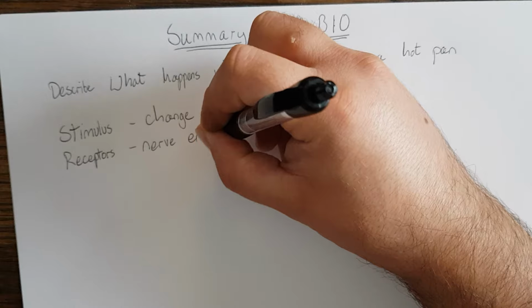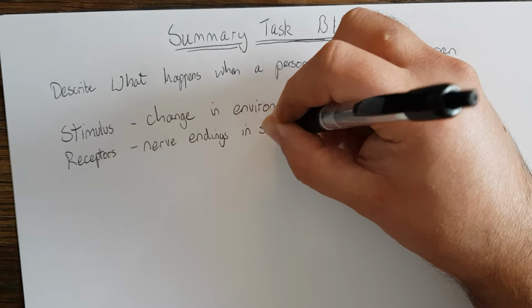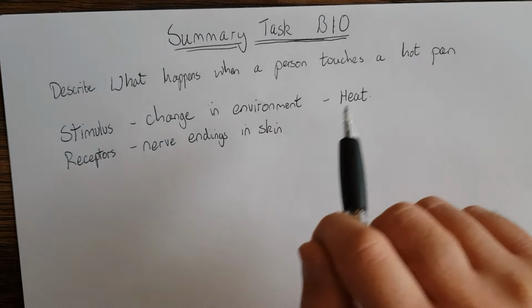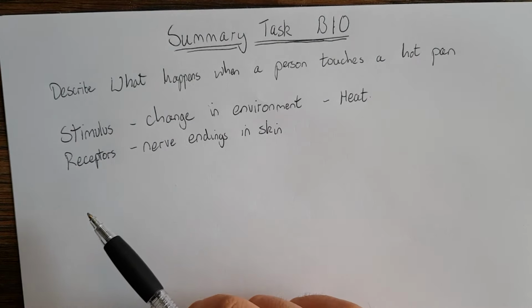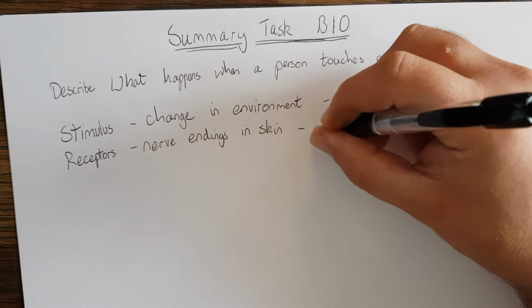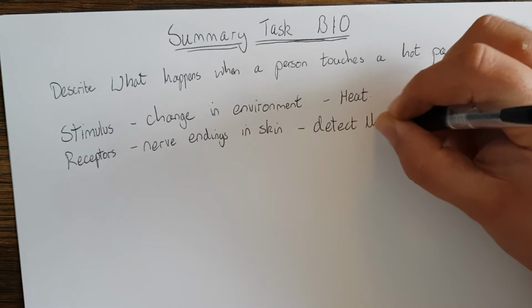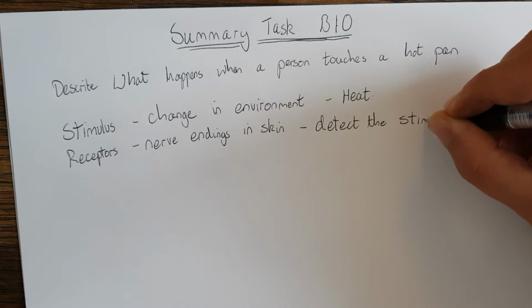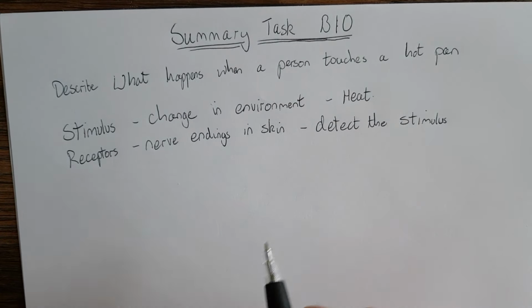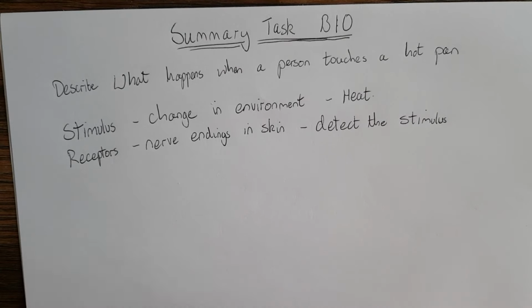So nerve endings in skin. So we have the stimulus, which is our change in the environment, in this case heat. Our receptors, which detect the stimulus. So these detect stimulus. Our receptors detect the stimulus, and these are the nerve endings in the skin.